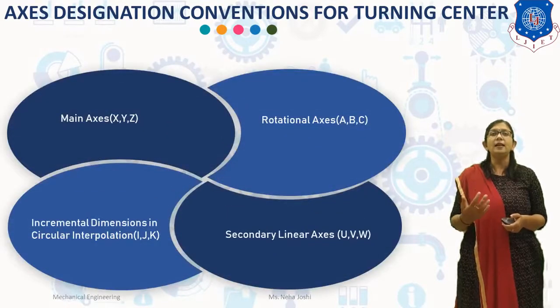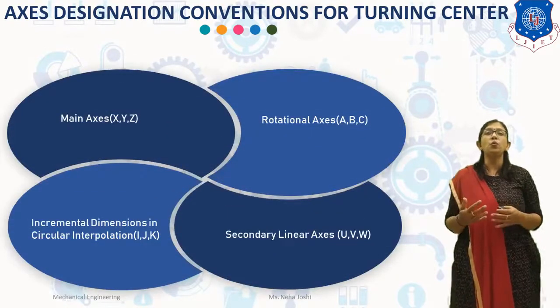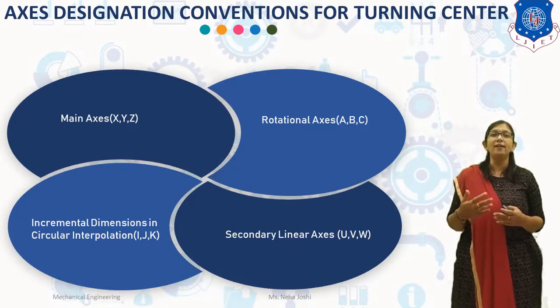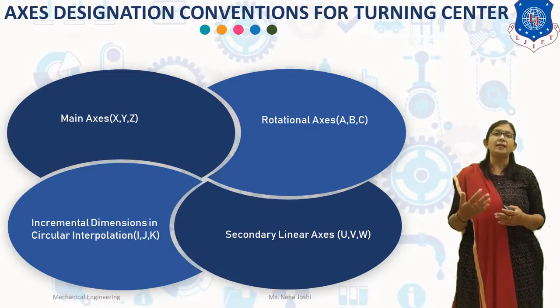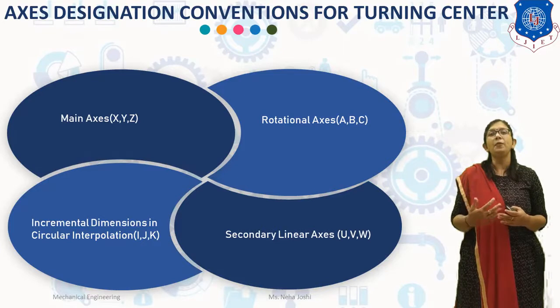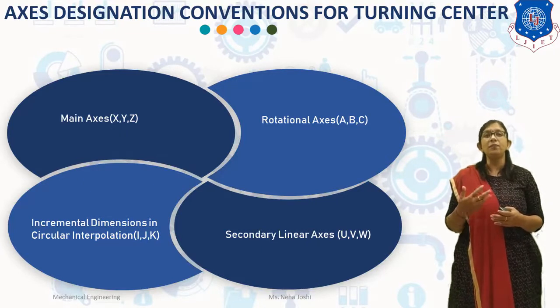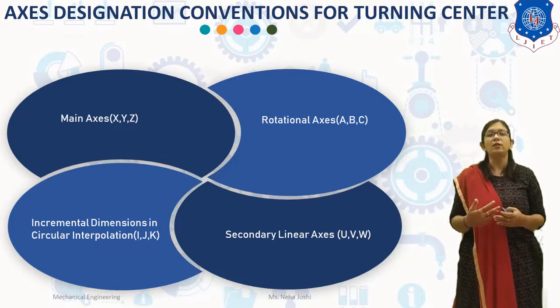A CNC lathe is usually a machine tool with two axes. The first one is the horizontal Z axis, where Z is a line joining the chuck center and the tailstock center. The second one is the horizontal X axis, where the X axis is the line perpendicular to the Z axis but in the horizontal plane. In a lathe or turning center, the workpiece is rotating and tools are stationary, which are mounted on the sliding turret.